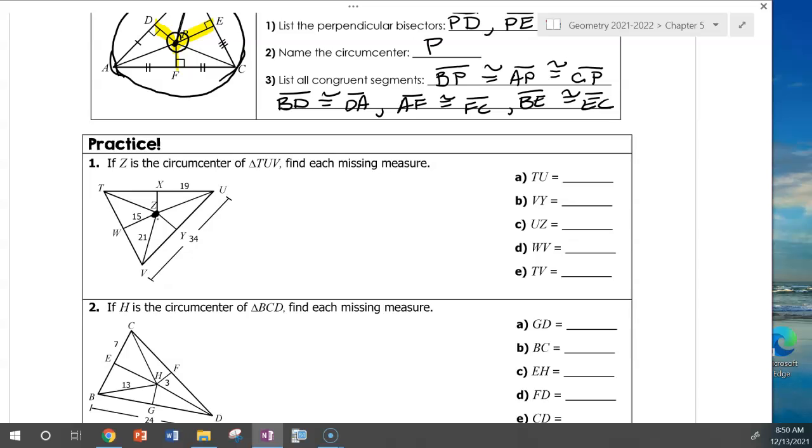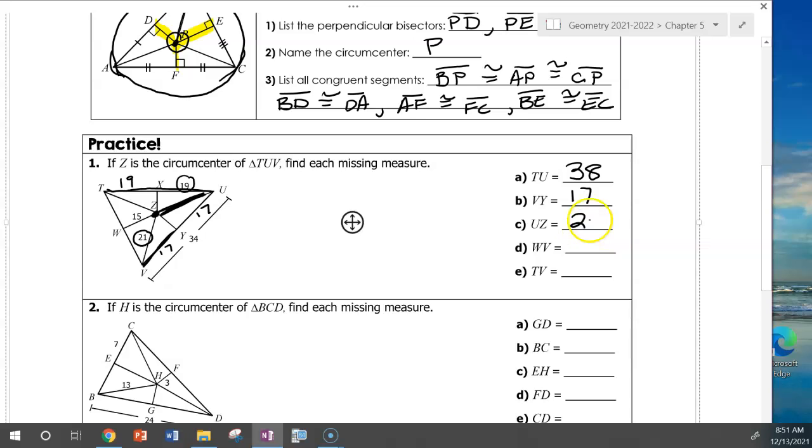First one is TU. Well, that's this length going all the way across. I know this is 19, so this has to be 19. All the way across is 19 plus 19, or 38. VY, that's this one right here. Now we are given VU, which is 34, so half of that is going to be VY, and that is 17. So this is 17, this is 17. UZ, that's the length of one of these radii for your circle, and we are given that length right here on this one. They're all the same length, all 3 of those bisectors, so therefore this one is going to be 21.